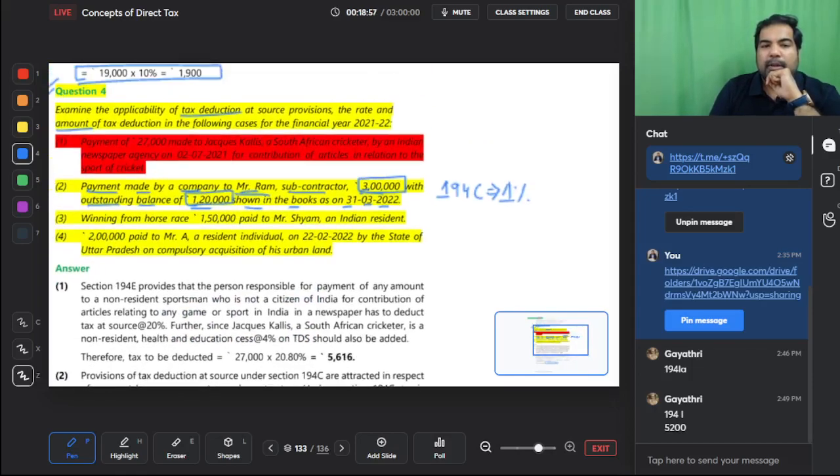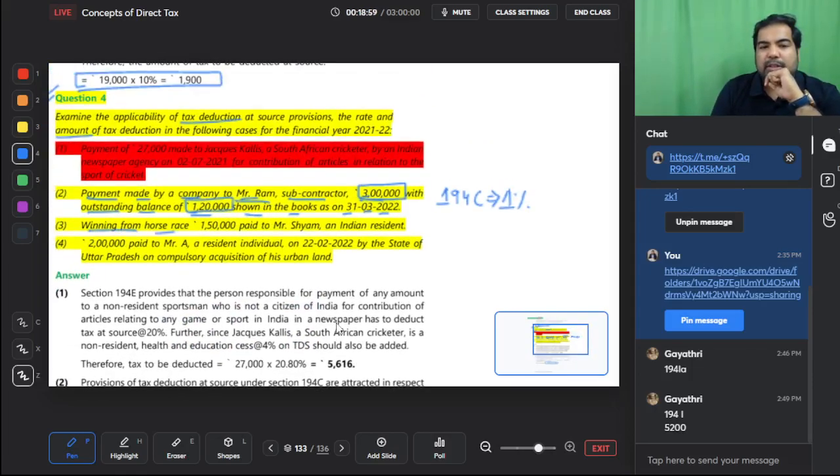Alright. Next, winning from horse races 1,50,000 paid to Mr. Sham, an Indian resident. This is under section 194BB because it's a bigger bet. Congratulations, he won 1,50,000. So the government wants 30% of that.